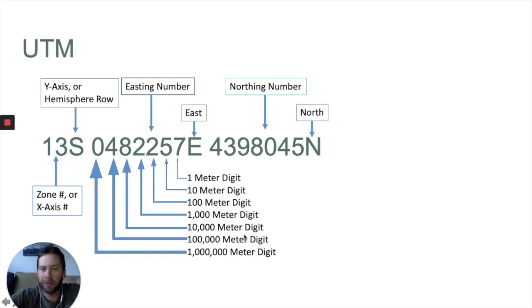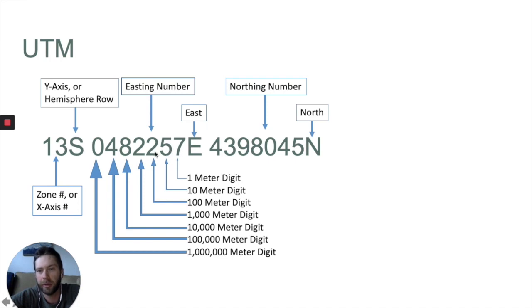Now this looks really intimidating, but we're going to break it all down. First and foremost, this letter here stands for east, and this letter here stands for north. All right, so now we have this big set of numbers right here that looks really intimidating. And we're going to break it down. We're going to go from the inside outward. So this first number here is a single meter, okay? And then we have the 10 meter digit.